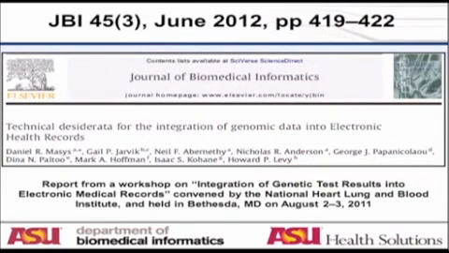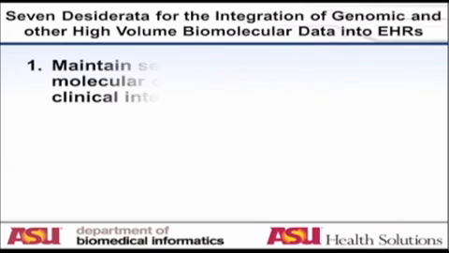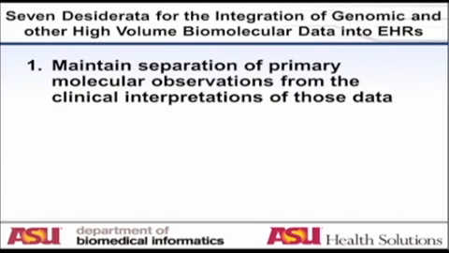So for those who are recognizing these issues, here's an article that was published by folks who held a workshop at the NIH on the integration of genetic test results into electronic medical records, recognizing there are a lot of questions about how to do this. And I'll give you an example of the kind of things people are thinking about here. They had 7 major desiderata that they defined. We have to somehow separate the primary molecular data that we generate by actually doing genomic testing from the clinical interpretations of those data, because we know that the interpretations are going to change.